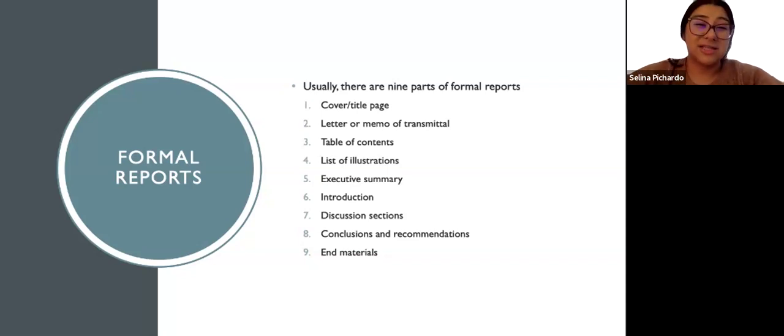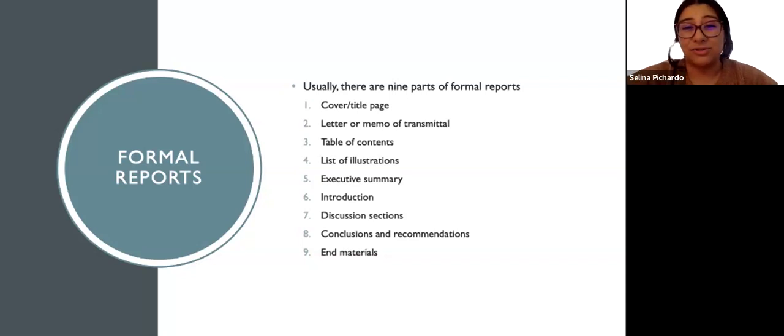At first, I thought the textbook was really overcomplicating this aspect of a formal report because sometimes you may not use all nine aspects. Sometimes they can be combined. I feel like the executive summary and introduction can probably be combined.